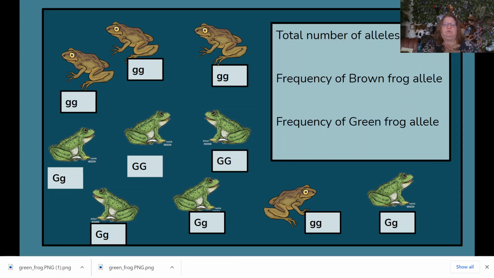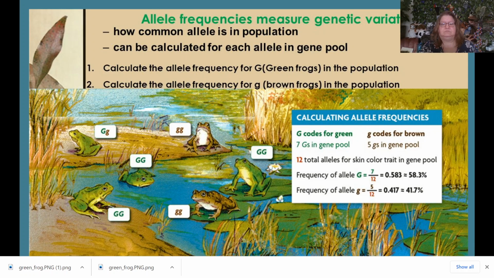So let's see, we've got 4 brown frogs, and then I have 6 green frogs. What I'd like you to do is think about how we could measure this. What's the frequency of the brown frog allele, and what's the frequency of the green frog allele? Take some moments in class and see if you can figure this out. So hit pause and discuss. So hopefully you were able to think through that, and your teacher has the answer key for that, and you guys can discuss it.